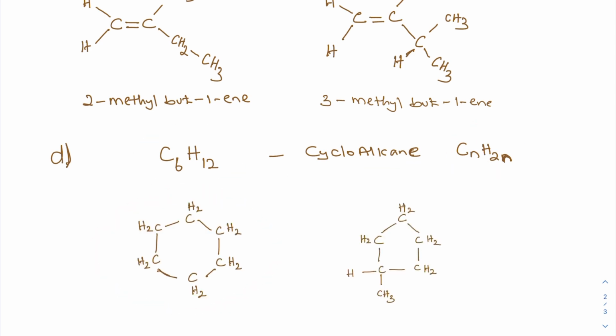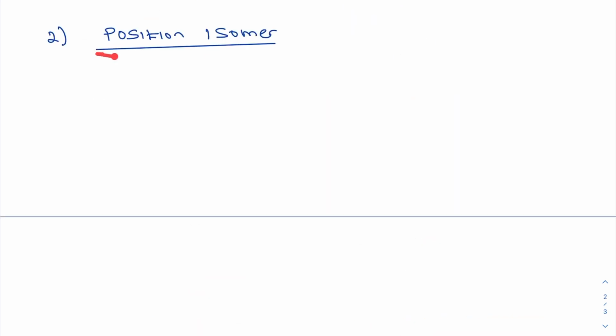Another structural formula says cyclopentane. Let's give the first one a name, cyclohexane, and this is a closed system. And this is pentane, so cyclopentane, because there are 5 carbons, but it's got 1 methyl, and that's 1, 2, 3, 4, 5. 1-methylcyclopentane, or just methylcyclopentane, is a position isomer.